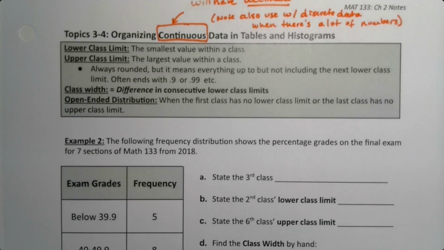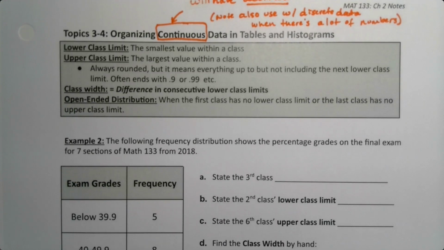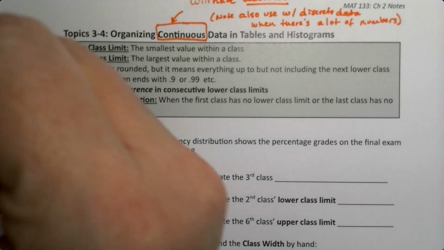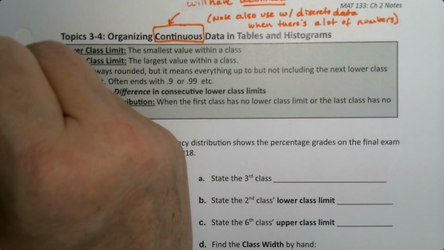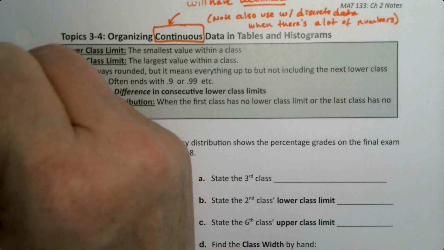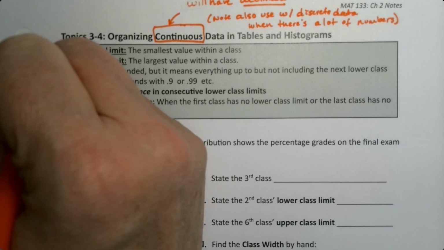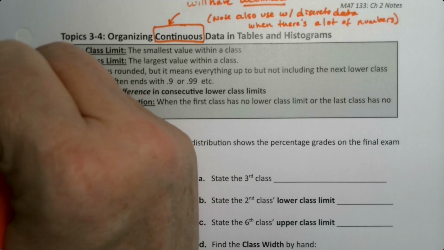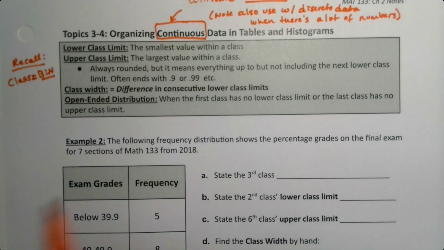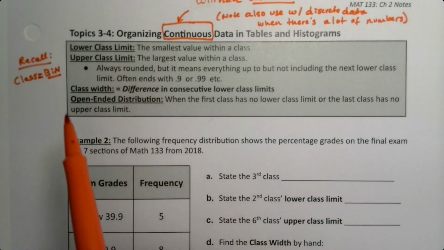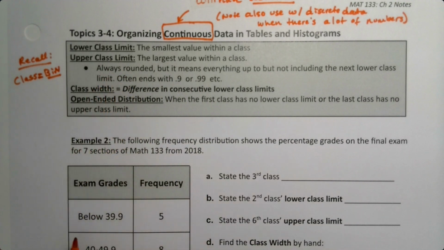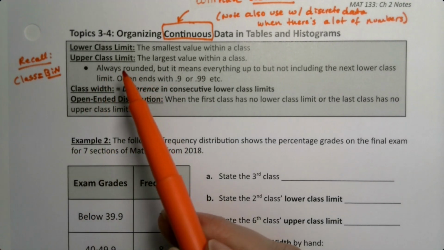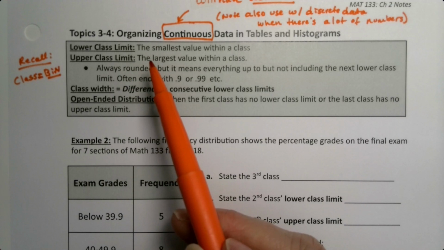Okay, so what we do is we build classes, or bins, from those numbers. Recall that the class is the bin that we're putting things into. In those bins, we have lower values, which is the lowest value within the class, and upper values, the highest value within the class.